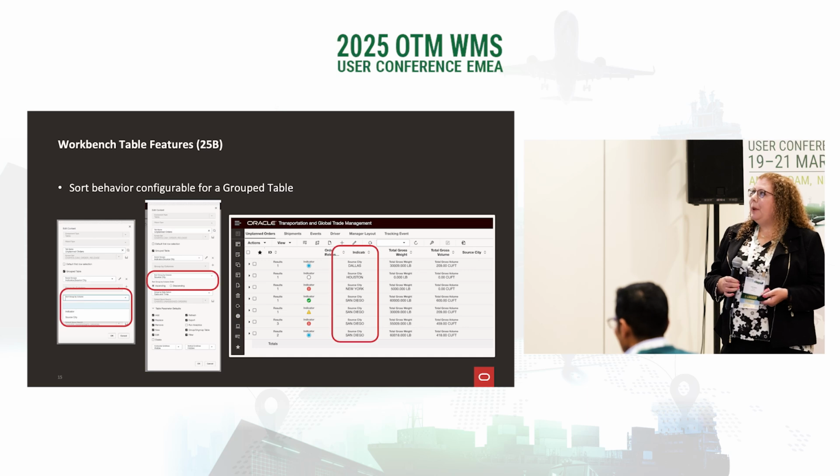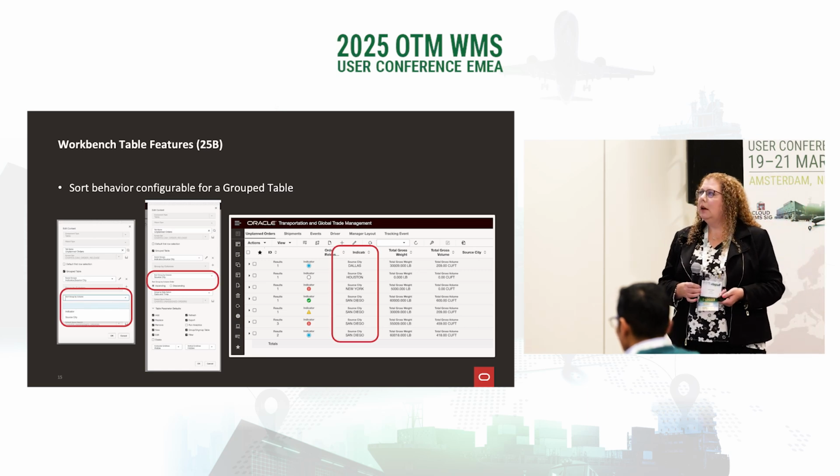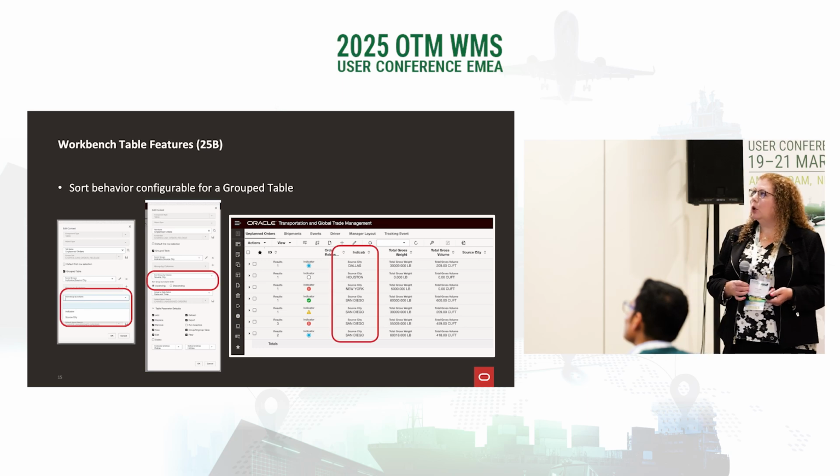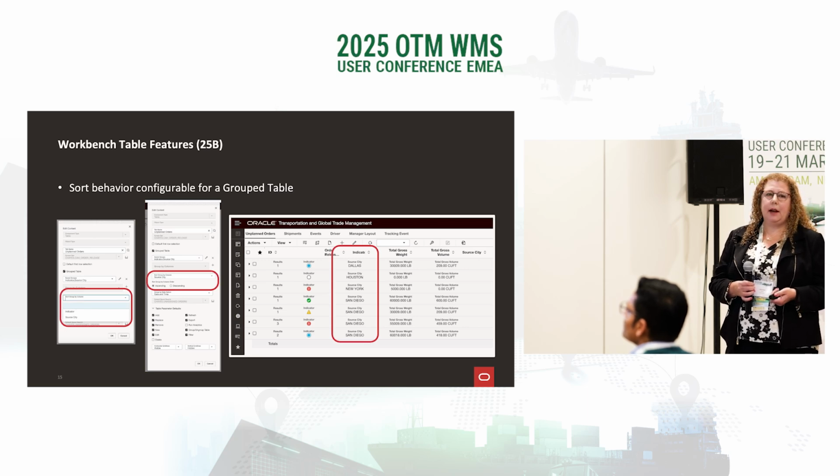In 25B, one of the cool things that we did is allowing you to define how you want your grouped table to be sorted. So now you can indicate which of the fields that you're grouping by are used to sort. So you'll notice here that I'm having my groups sorted by the source city. So it just allows more control of how that data is presented to the end users.